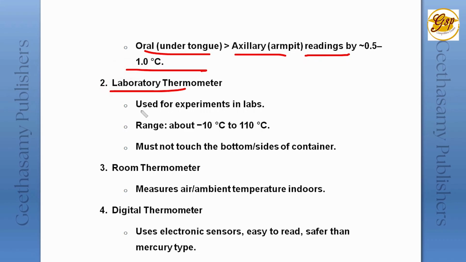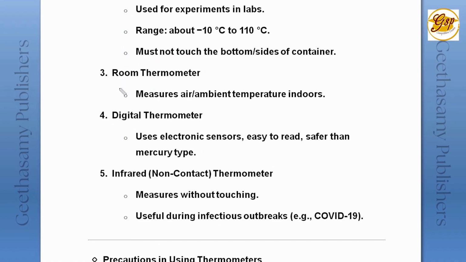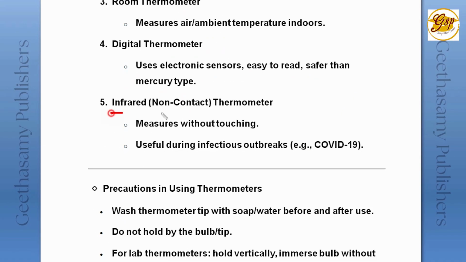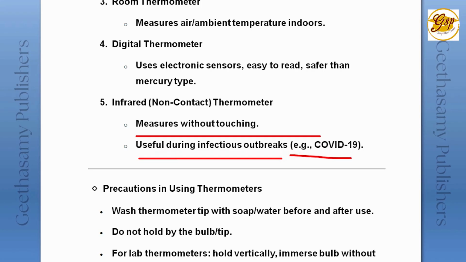A laboratory thermometer is used for experiments in labs and has a range of minus 10 degrees centigrade to 110 degrees centigrade. It must not touch the bottom or sides of the container. Then the room thermometer measures air and ambient temperature indoors. The digital thermometer uses electronic sensors, is easy to read, and is safer than mercury types. Then the infrared thermometer is a non-contact thermometer that measures without touching, useful during infectious outbreaks like COVID-19.